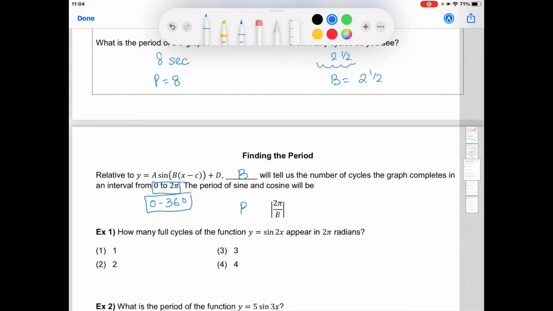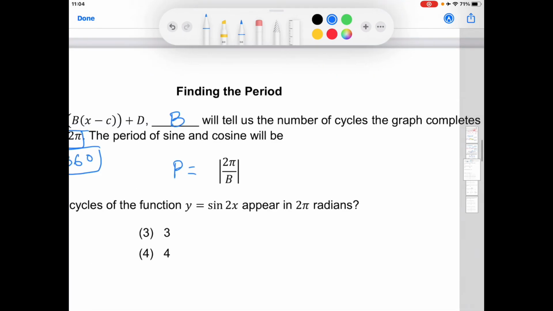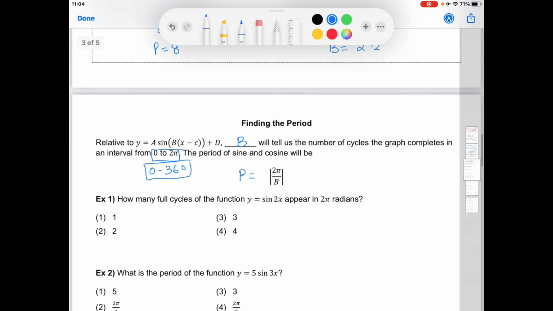Okay, the formula is the period of sine and cosine will be 2 pi over b. So how can you find how long something is? You do 2 pi divided by b. B is literally given to you in the equation. Or since I'm going to turn everything into degrees, it'll be 360 over b, and it's an absolute value. It cannot be negative.